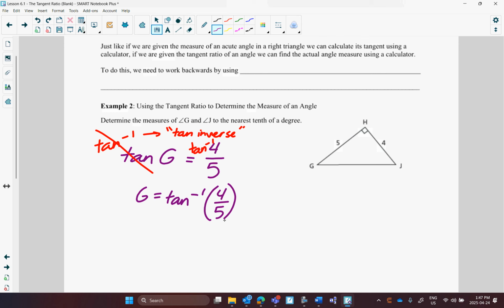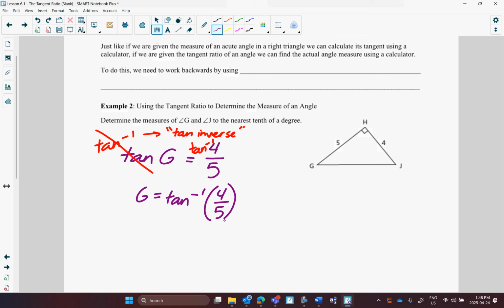And round your answer to 1 decimal place. Anybody want to take a shot? Yeah, I thought 38. Round to 1 decimal, 38.7 should come out. Okay, it's 38.7.